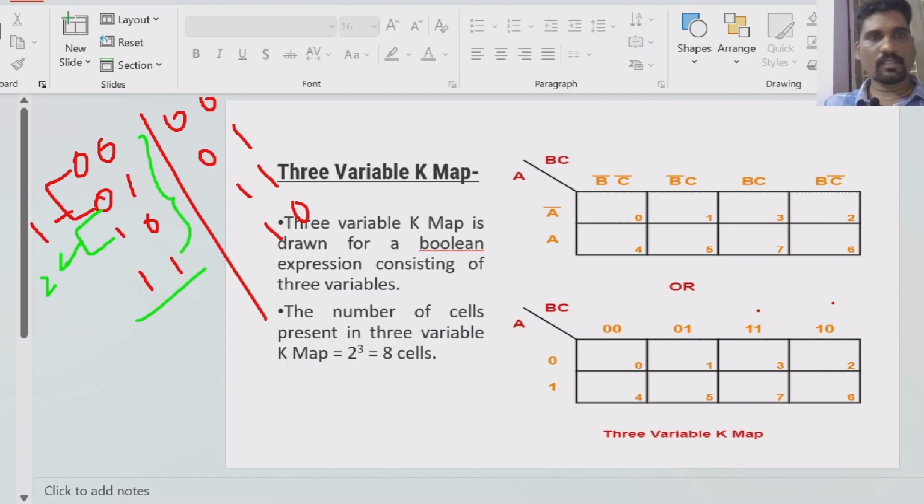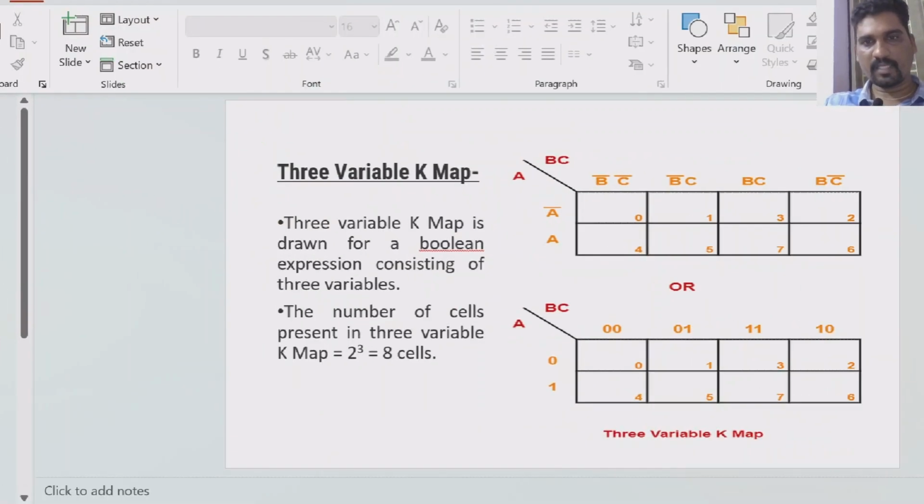Now if you still have the doubt, just to perform the cell adjacency operation, how many changes are there? One change. Again you compare this one, one change. Again you compare this one, one change. See, if we have one change, then we can perform the minimization operation. So for that reason they are writing 0 0, 0 1, 1 1, 1 0, right? Hope you understand. This is the main logic behind the K-map operation.